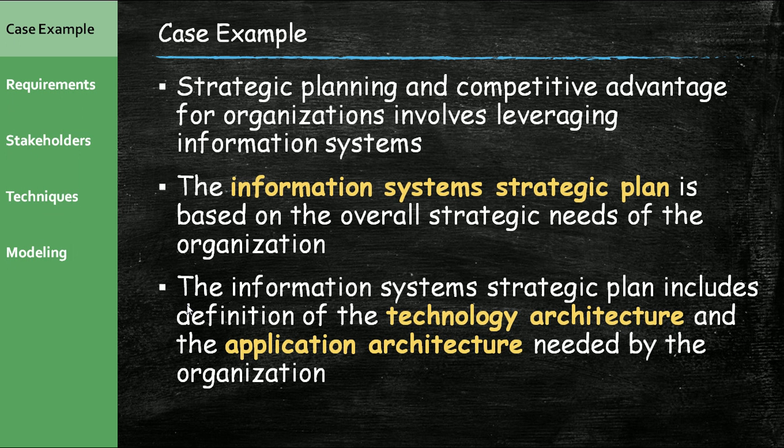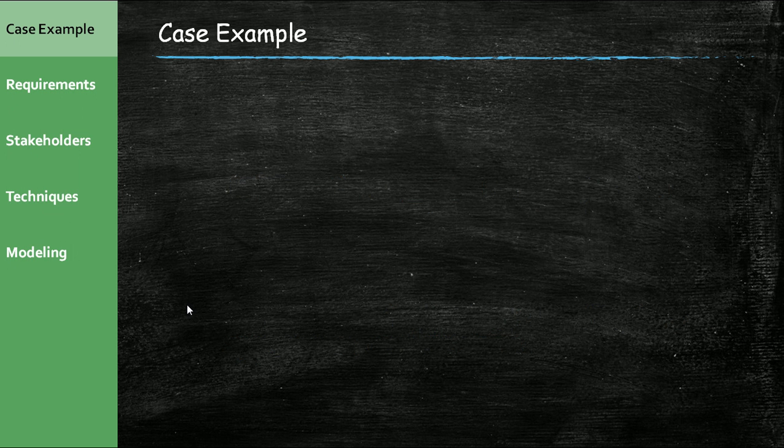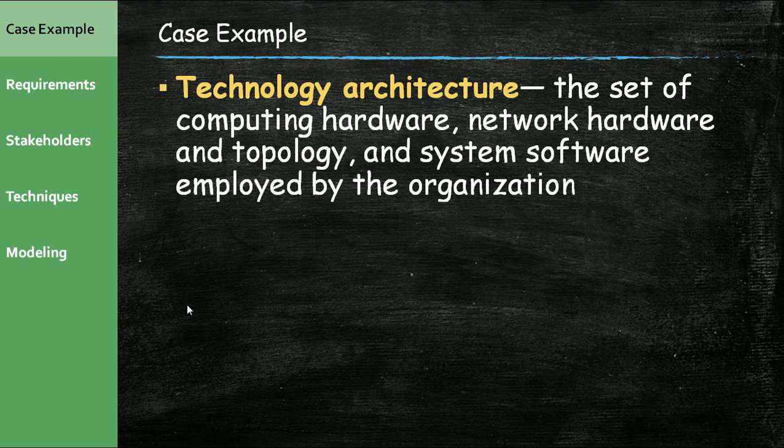So it includes a definition of technology architecture and application architecture. Well, what is technology and application architecture? Well, technology architecture is the hardware, the networking equipment, the topology, all the different systems that are employed by the organization. So this is the infrastructure you can think of in the technology architecture.